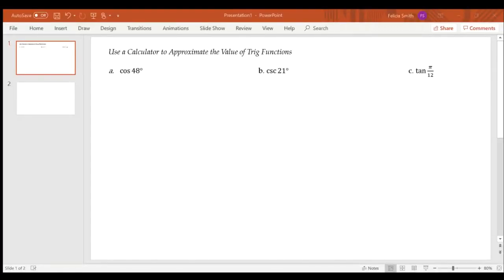In this example, we're going to take a look at using our calculator to approximate the value of trig functions. Let's start with part A. We want to find cosine of 48 degrees. So let's go to our graphing calculator.